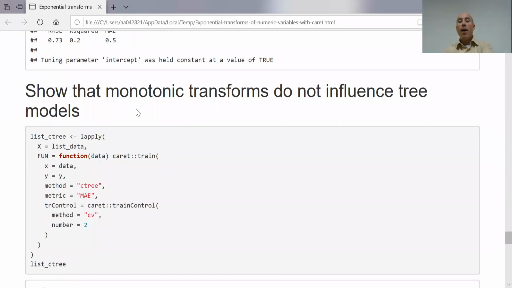Now, what I want to do on this next example is show you that modifying the data with a monotonic transform does not change the output for trees. All right, so why is this important? This means that if I'm doing my data prep and I don't know what model structure I'm going to use, then I don't have to worry about damaging my tree models.